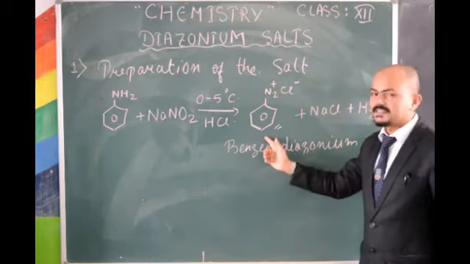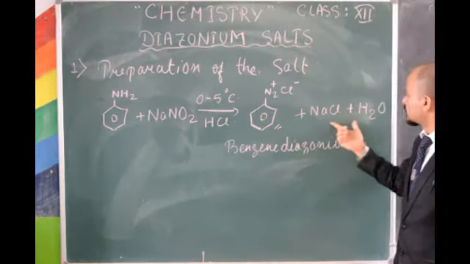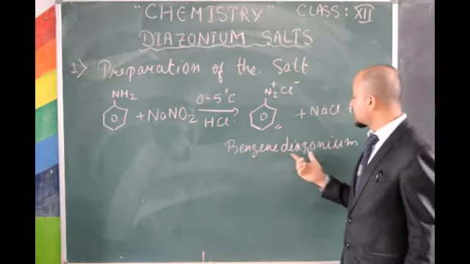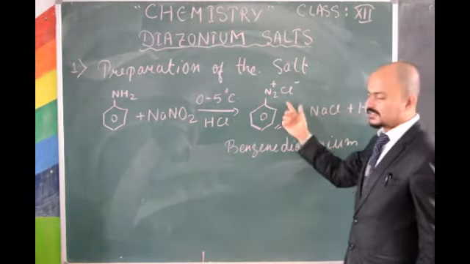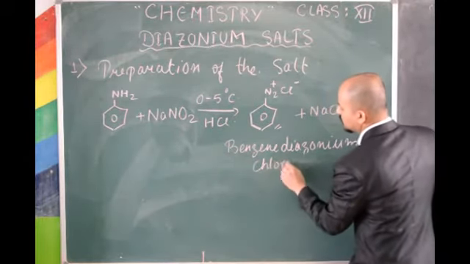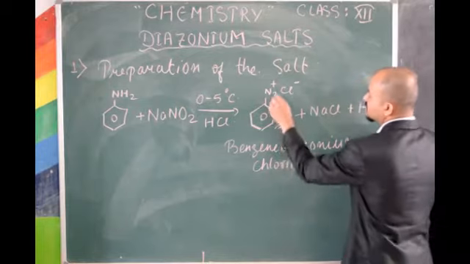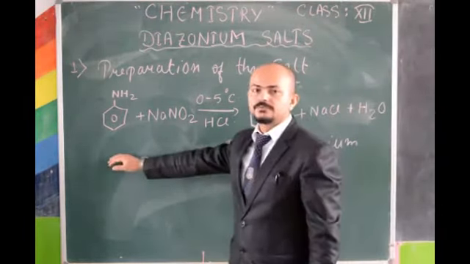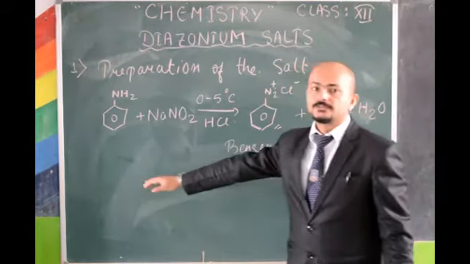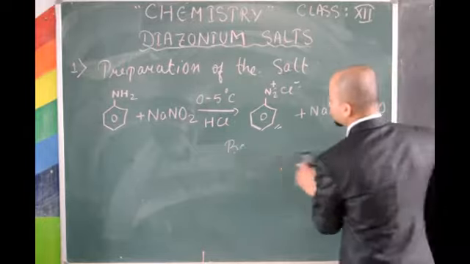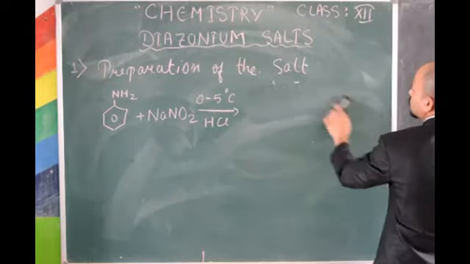This is benzene diazonium salt. These two are the byproducts, salt and water. Here it is benzene diazonium chloride. So this is also a salt. Why? Because it stays as positive and negative ion. So this is how you prepare benzene diazonium salt. Now let's discuss the chemical properties of benzene diazonium salts.